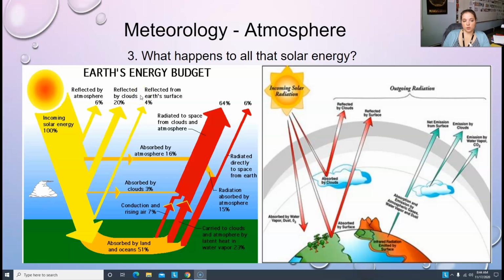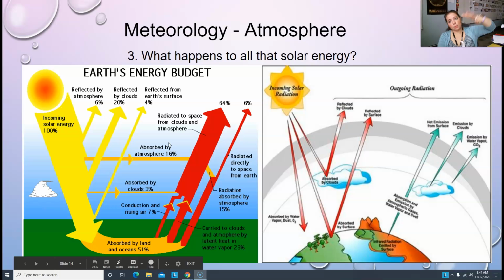All right, first things first. We have this thing called the energy budget. That is all the energy that we get from the sun that kind of does a cycle thing. Whatever we take in, we give out. Okay? So first things first, 100% comes in. But then 30% of that gets reflected either by the surface, clouds, or atmosphere. And then once the 70% gets in, it's either absorbed by the atmosphere and clouds or by the land and the ocean. Now only 51% hits the land and the ocean.